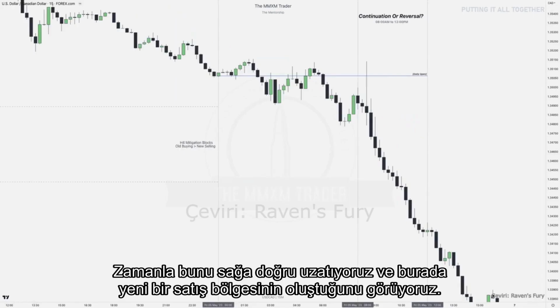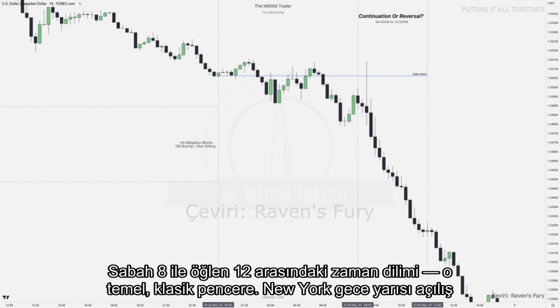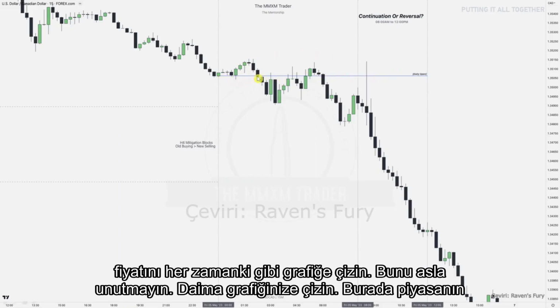We ask ourselves, is this more likely to be a continuation or a reversal, right? So what do we wait for? We wait for our time window, that 8 a.m. to 12 p.m. time window, that bread and butter window. Draw out your New York Midnight opening price as always. Never forget this. Always draw this out on your chart.